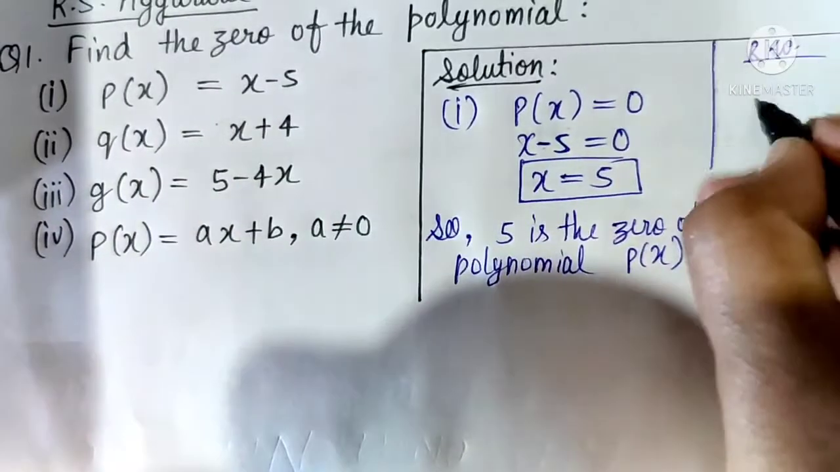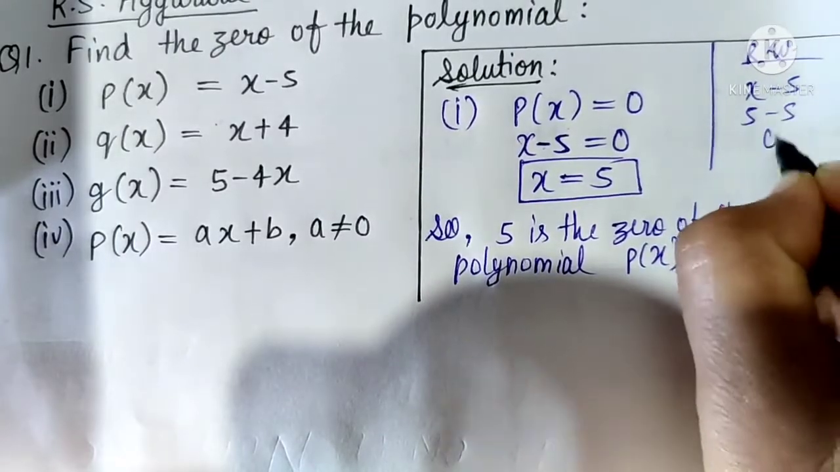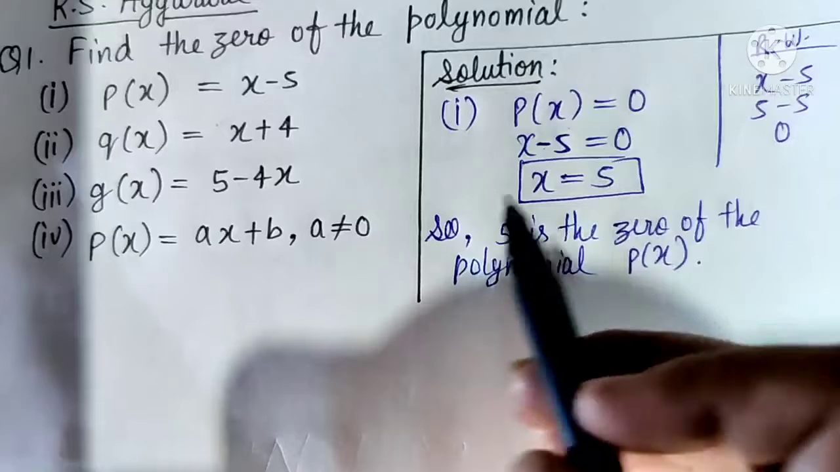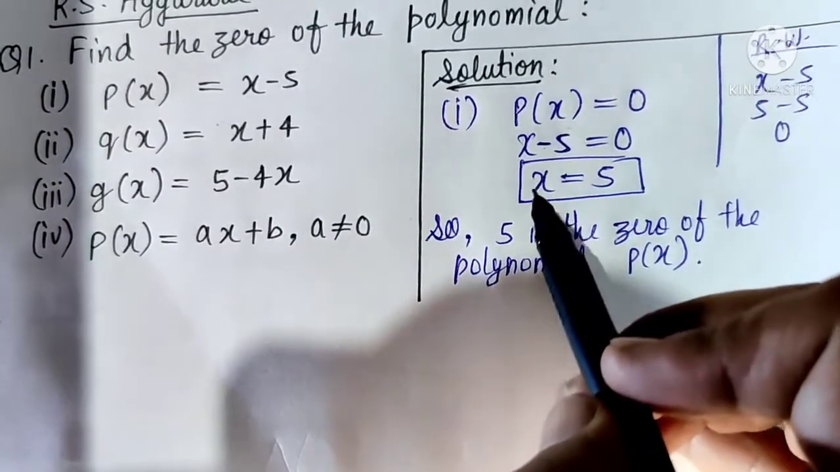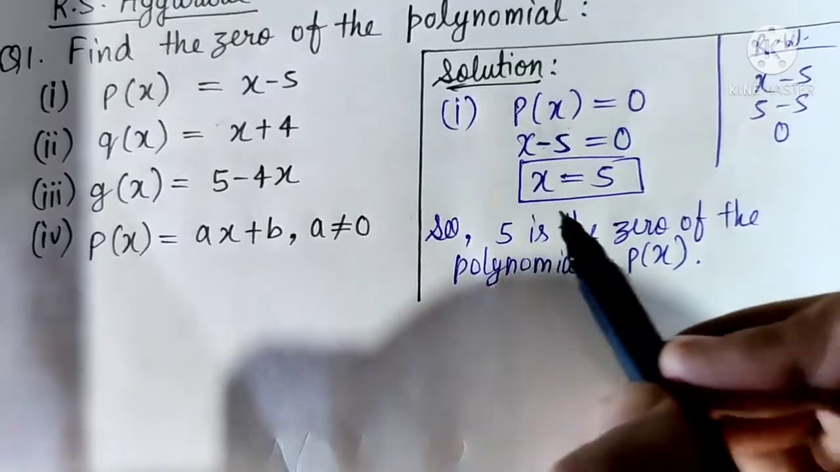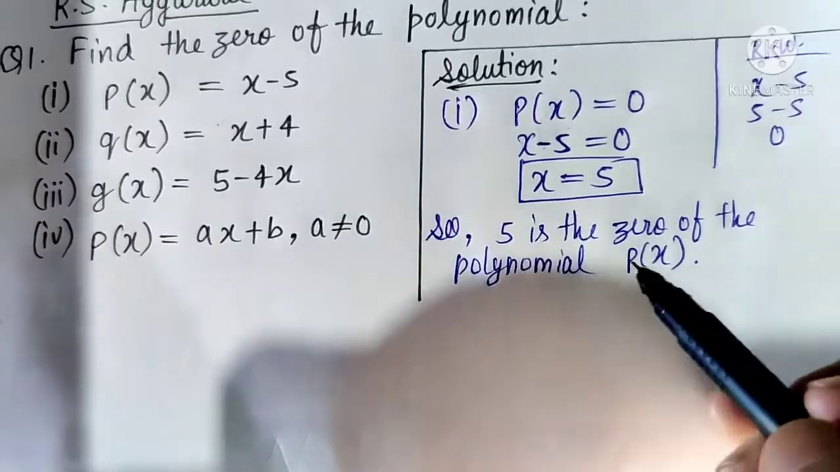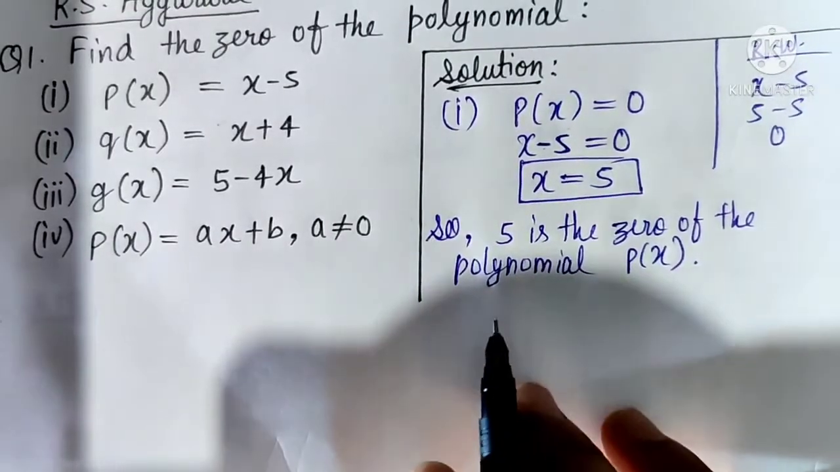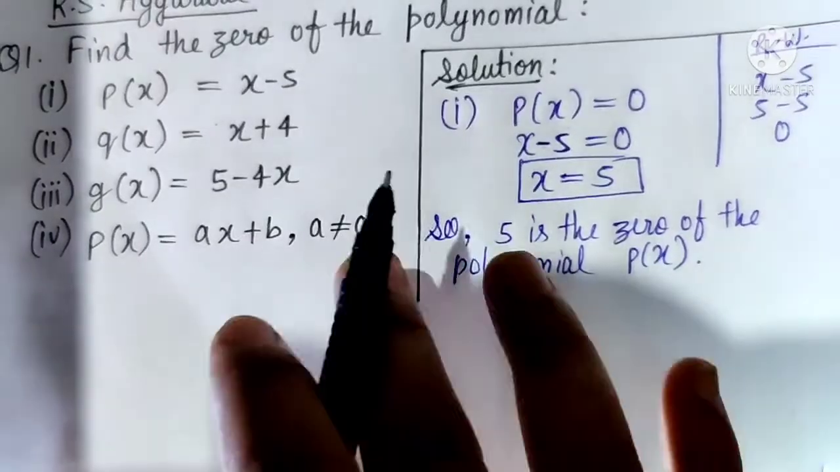So in place of x, I am putting 5. So 5 minus 5, what will come? 0 only. So when we are putting 5 in place of the variable x, the polynomial becomes 0, and that is what is called the 0 of the polynomial. So here 5 is the 0 of the polynomial, or you can say 5 is the number which, when put in place of x, makes the polynomial 0. I hope it is clear.